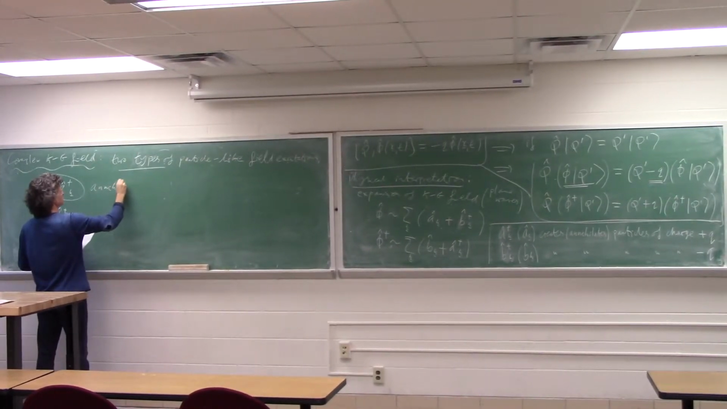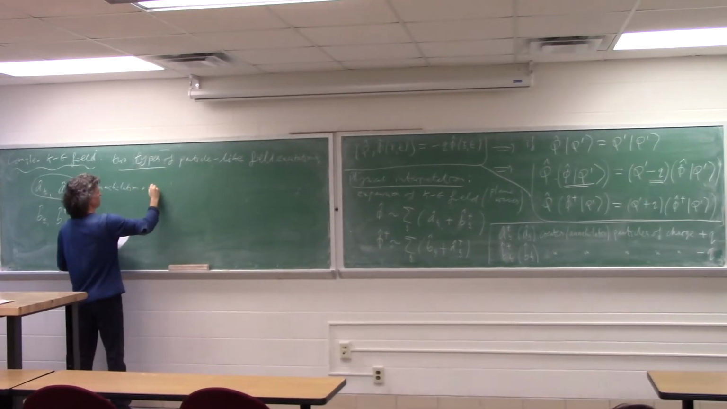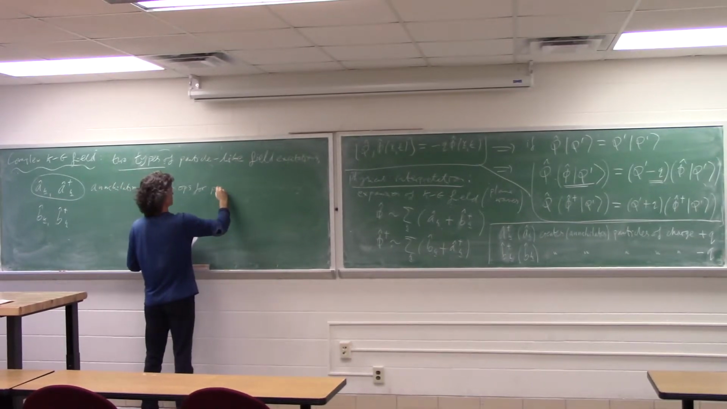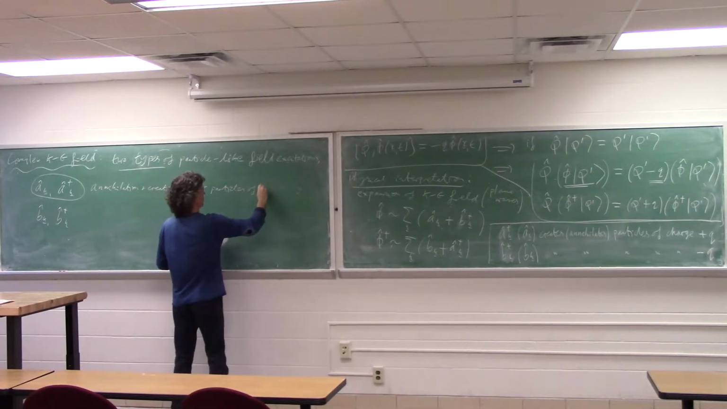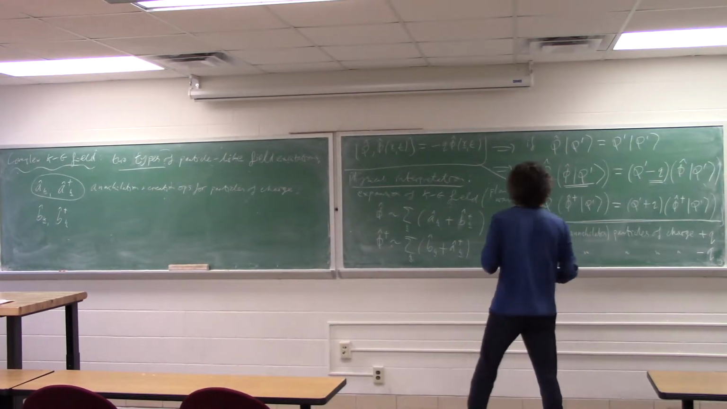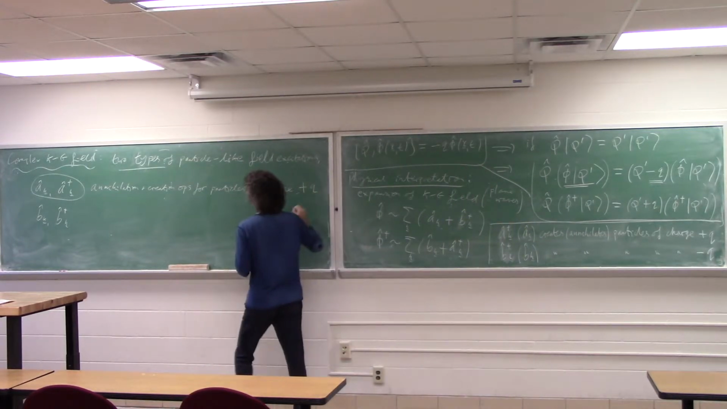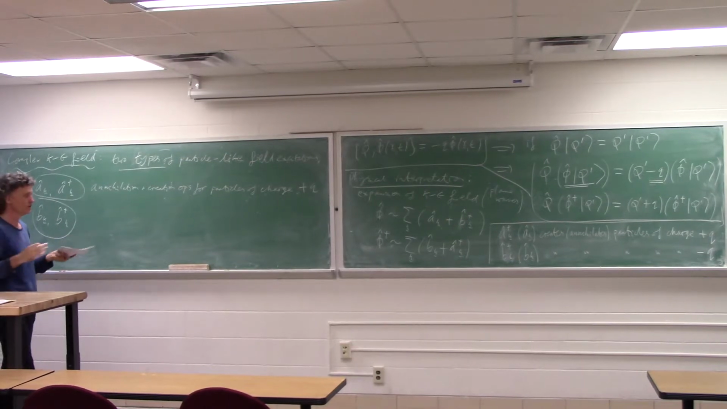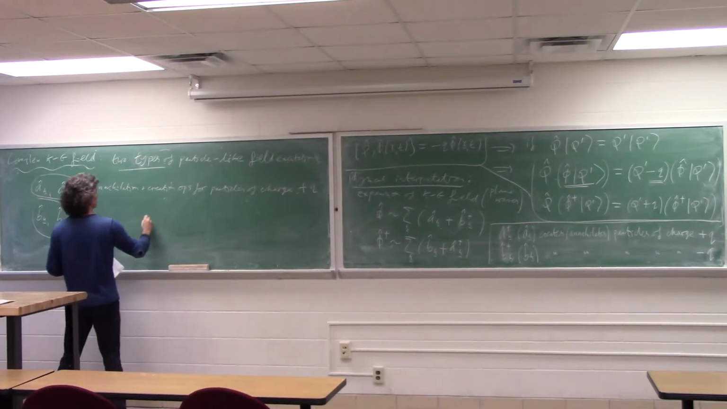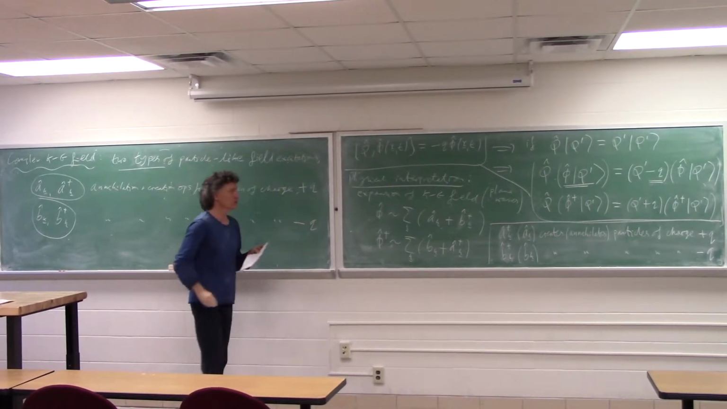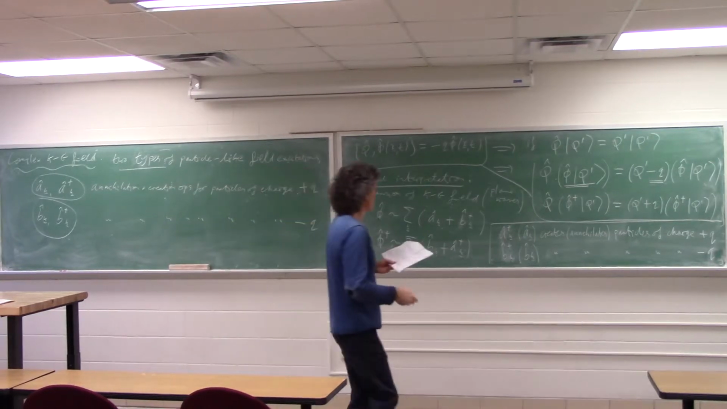These are annihilation and creation operators for particles of charge plus q, whereas the B's and the B daggers, which also obey the usual commutation relations for annihilation and creation operators, are annihilation and creation operators for particles of charge minus q. All right.